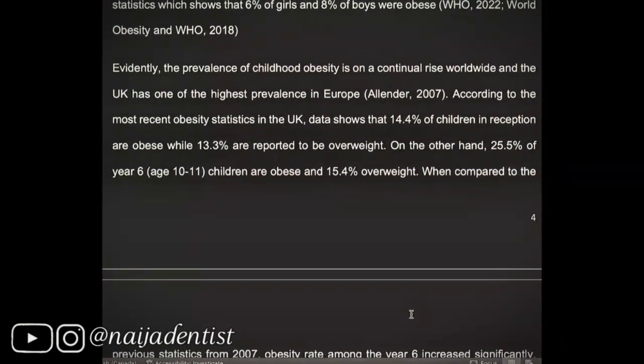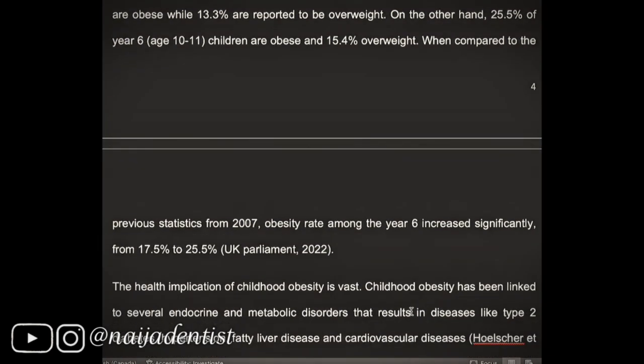What does data say about this problem in the United Kingdom? What are the statistics? So we give the recent statistics. 14.4% of children in reception are obese, while 13.3% are reported to be overweight. And we go on like that, giving all of those statistics across those school years.